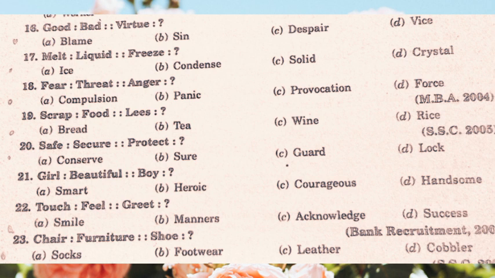The next question is safe. Safe, secure, protect, about what? Safe and secure are synonyms, so you have to find the synonym for protection. The options are conserve, sure, guard, and lock. You could answer either A or C. The options are conserve, sure, guard and lock, so A and C may seem to be the answer.